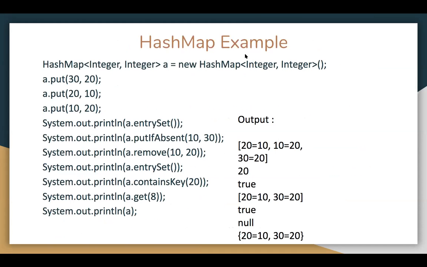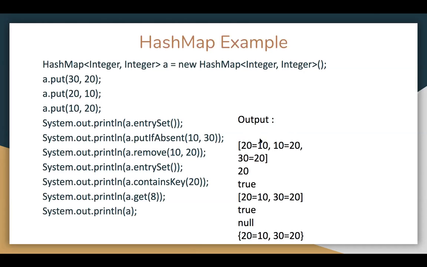Okay, hash map example. So we have a hash map with integers, and we're putting in 30 20, 20 10, and 10 20. First, we're getting a.entrySet, and you can see here that it's put in square brackets, and you have 20, 10, 10, and 20, 30, and 20. And again, just notice how it's all random, and the key and value pairs are linked to each other by equal signs. And then we have a.putIfAbsent 10 30.